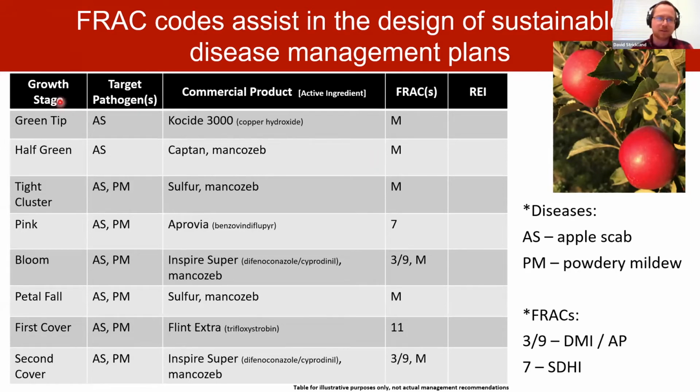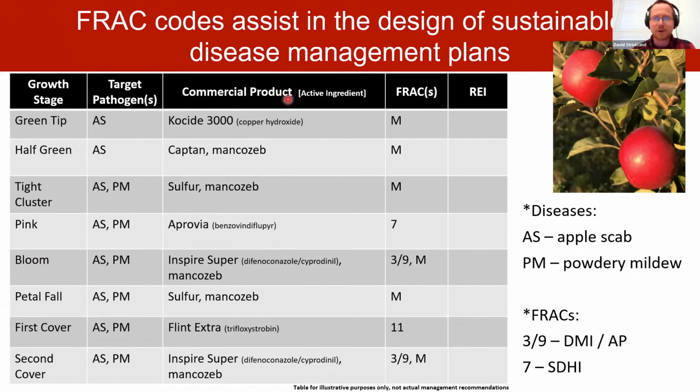So what we have here is a fungicide schedule for any generic growing season. On the left here, you've got the growth stage of apple through its different phenological stages as you go from the early spring in late March, early April, depending on the season, as far as the midsummer around second cover. We've got our target pathogens, apple scab and powdery mildew, that we're most concerned about as the fungal diseases of concern for apple management.